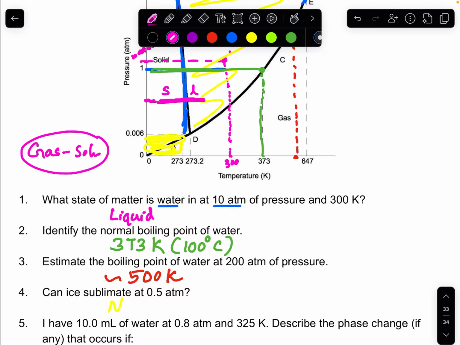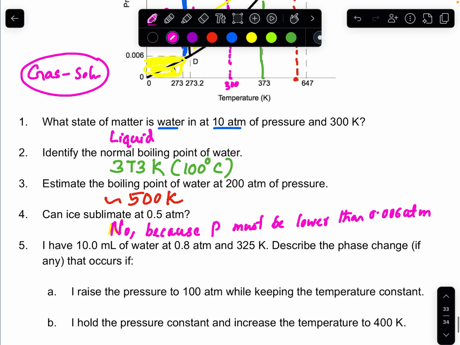No, because P must be lower than 0.006 atm. Okay, next question.